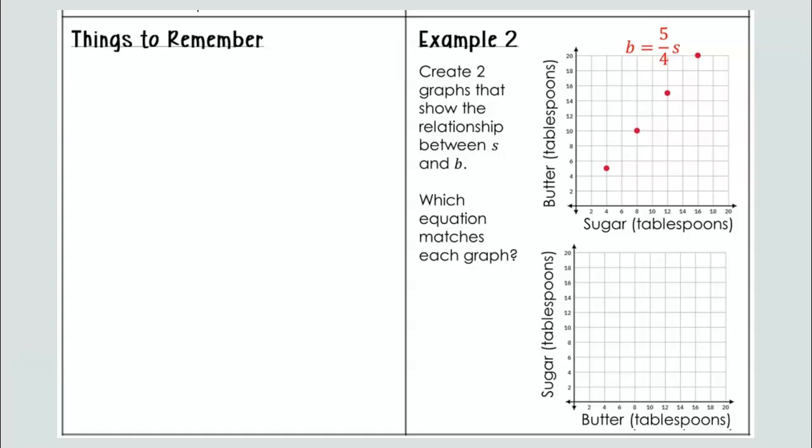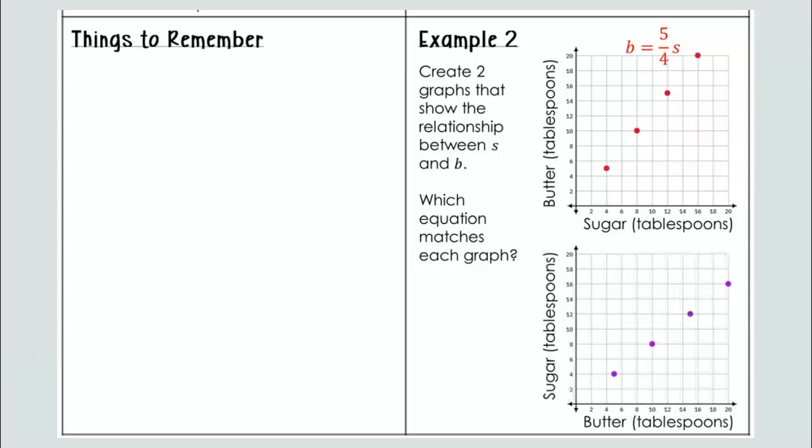The next graph is the reverse, where butter is the independent and sugar is the dependent. So that is the one where S equals 4/5 B. So we're going over 5, up 4.